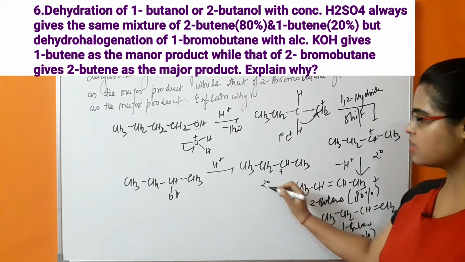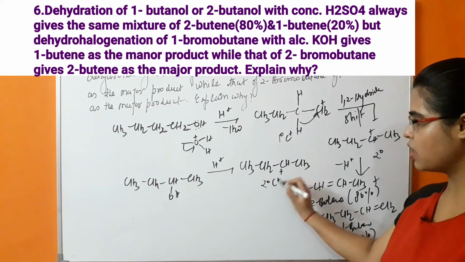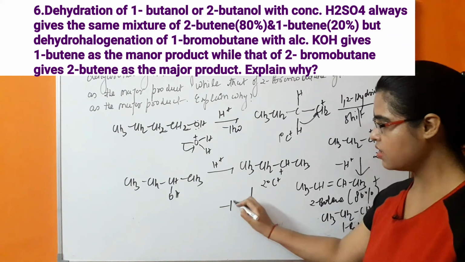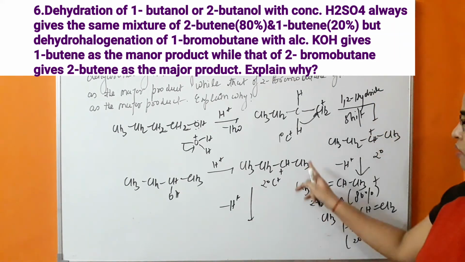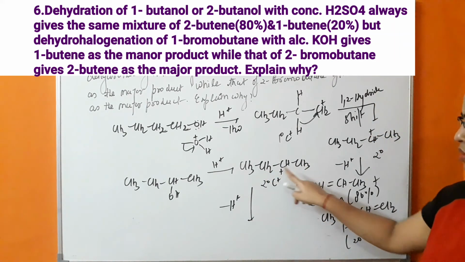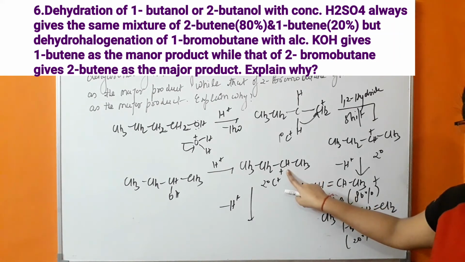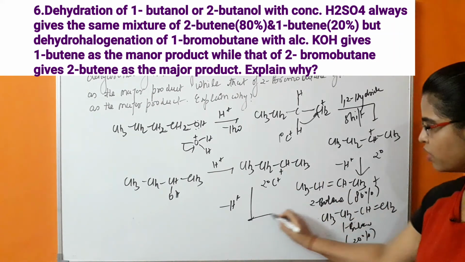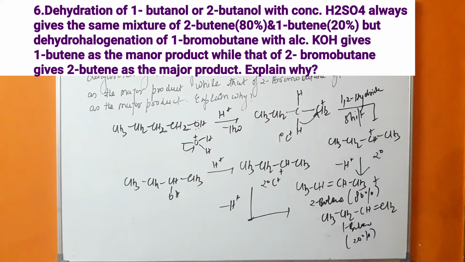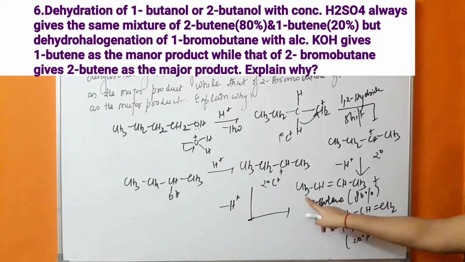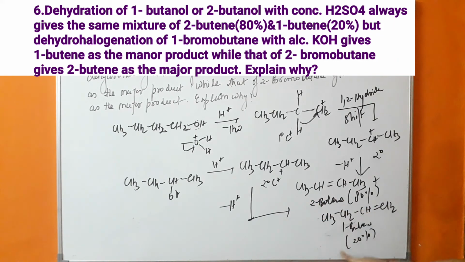in this case a secondary carbocation is formed. But further, an H plus ion will be removed from either of the carbons which is next to this carbocation. So a mixture of products can be formed. In this product there will be formation of 2-butene and 1-butene, but the major composition will be of 2-butene, that is 80%, whereas 1-butene will be in less percent.